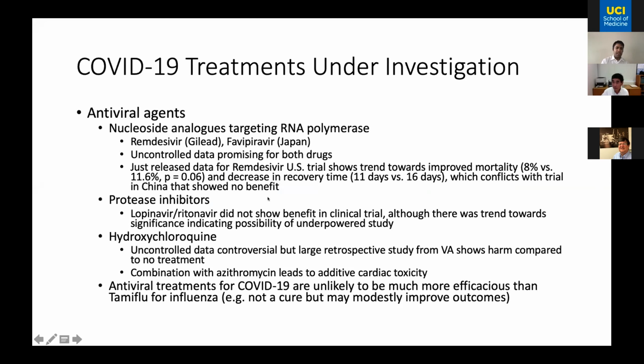Now, there was a trial in China recently that was leaked that showed no benefit. So this data is a lot more promising on remdesivir. In my opinion, this trial, called the COVID-19 adaptive clinical trial, is a lot more well-designed and a lot more robust than the one in China that showed no benefit. So I'm very optimistic on this drug.